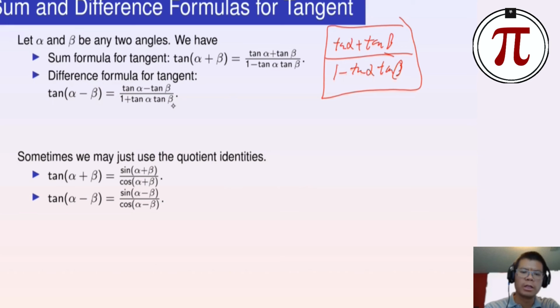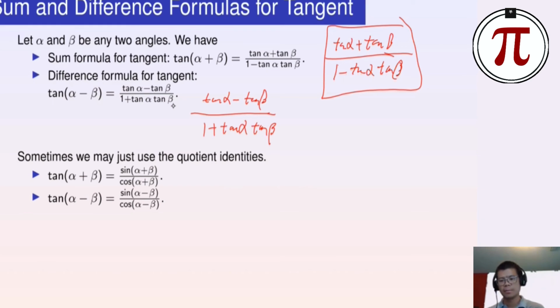The top is the difference, and the bottom is the summation. Did you see this? The top is the difference, the bottom is a summation. So you've got to memorize that, all right?